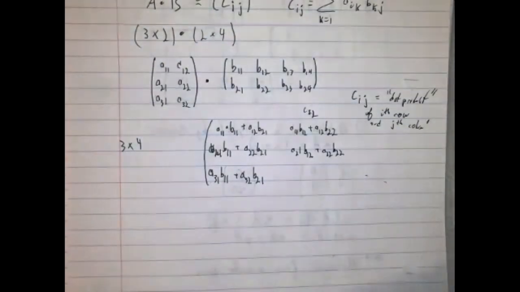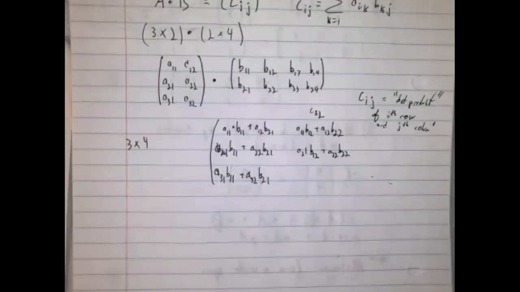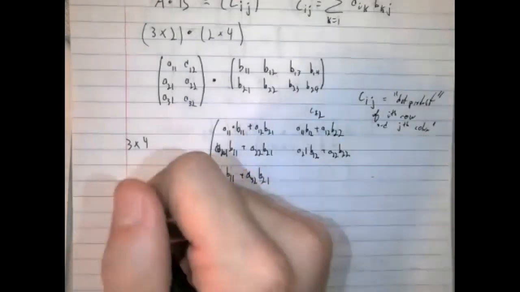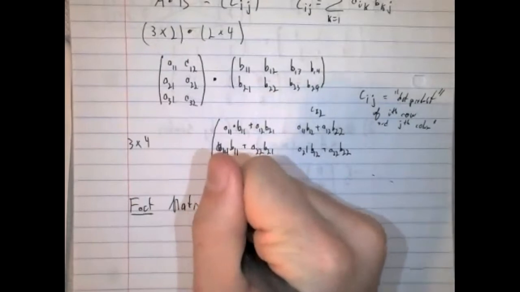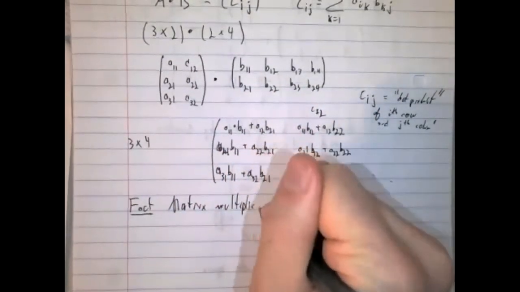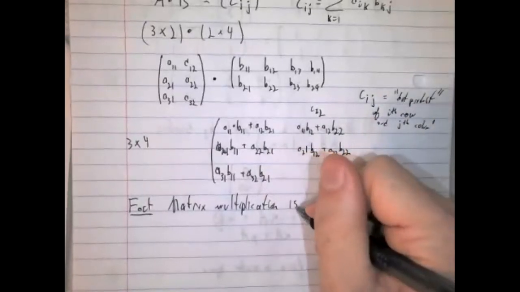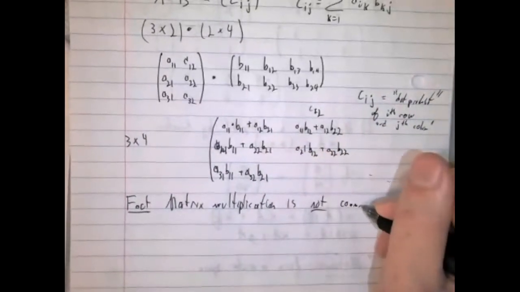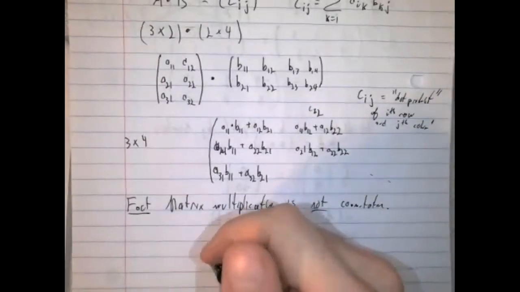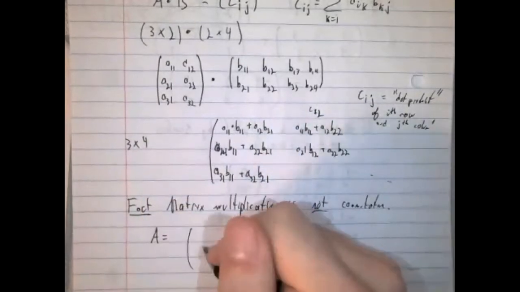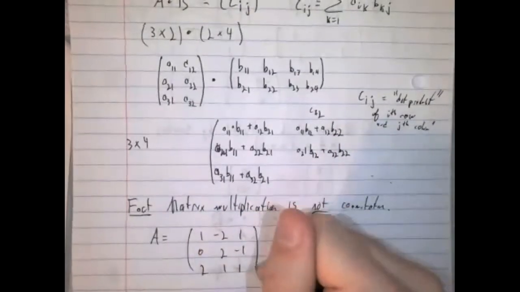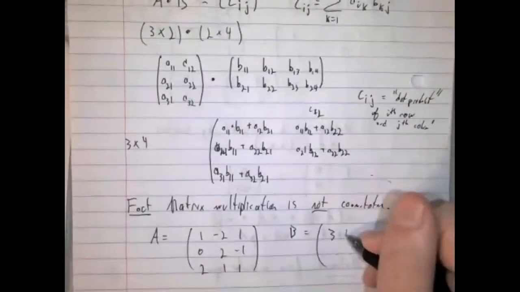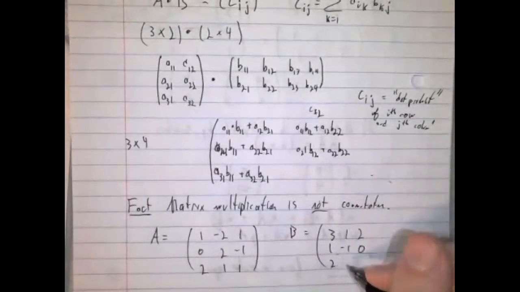Sure. Yes. Great. Okay. Actually, what I'm going to do is I'm going to make y'all do some examples with numbers, and I'm going to point out a very important fact. Matrix multiplication is not commutative. So I'm going to write two matrices. I'm going to have A being equal to 1, -2, 1, and 0, 2, -1, and 2, 1, 1. I'm going to have B being equal to 3, 1, 2, 1, -1, 0, and 2, -1, 1.